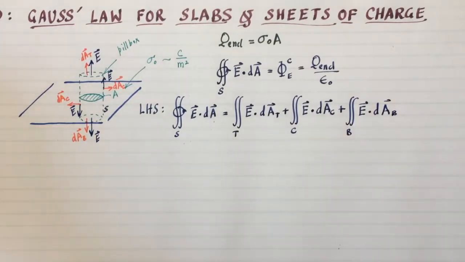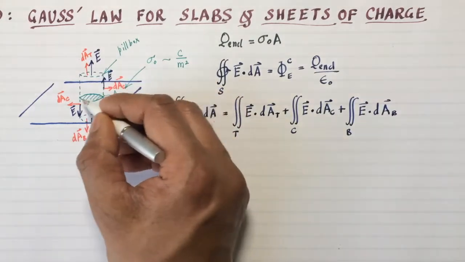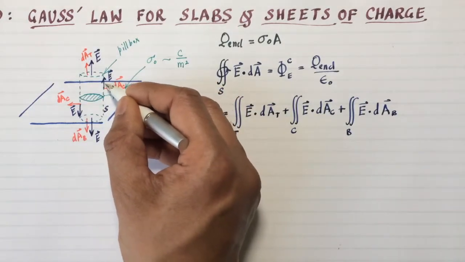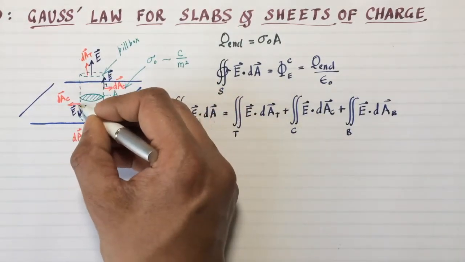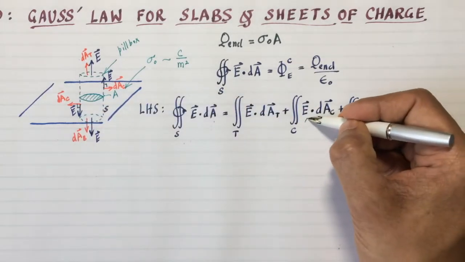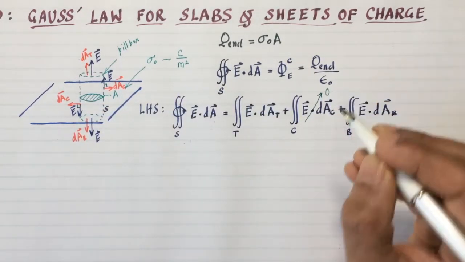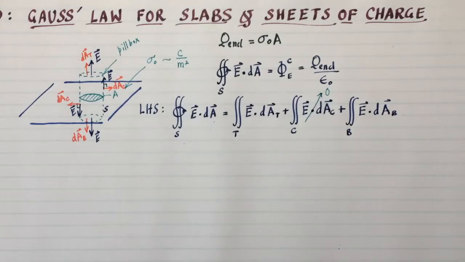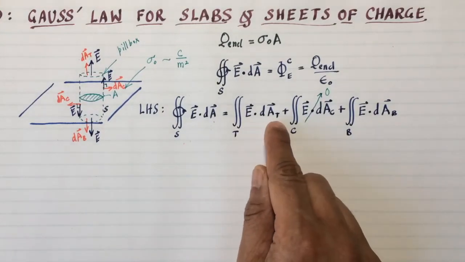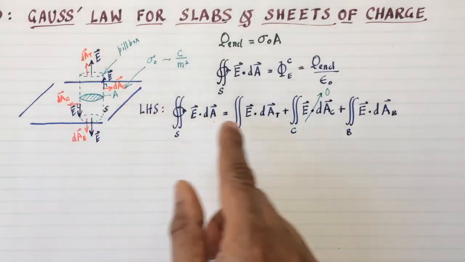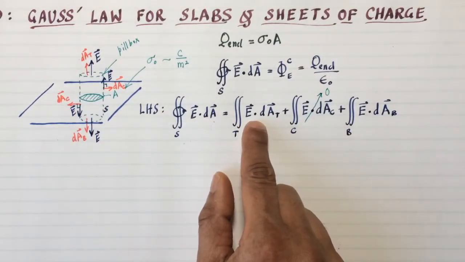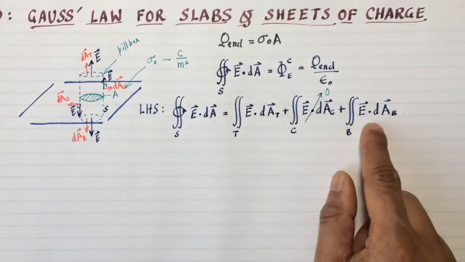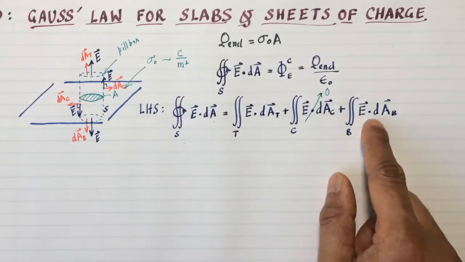The curved surface does not make a contribution because of the 90-degree angle between the electric field and the area vector. You can see that here as well as here. So I'll put a 0 through the dot product to indicate that it's because of the dot product being 0 that it does not contribute. What about here? The electric field and the area vectors are parallel to each other, so you're going to get a cosine theta factor of 0. Cosine 0 equals 1, and here also cosine 0 equals 1.